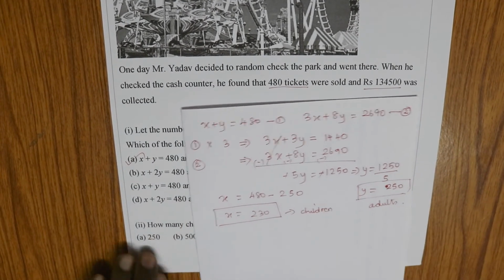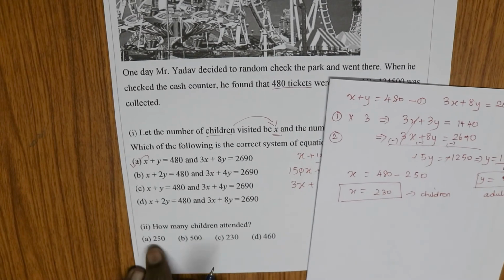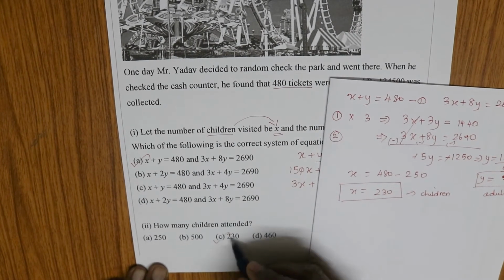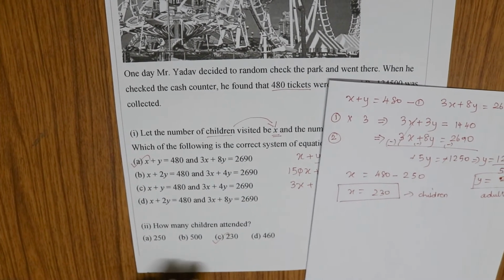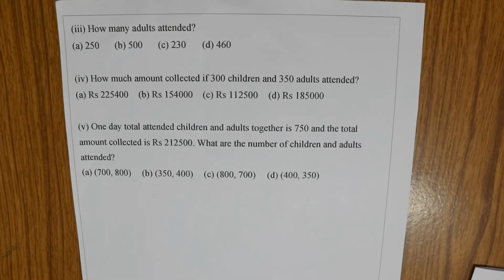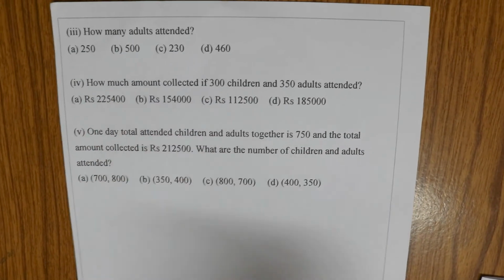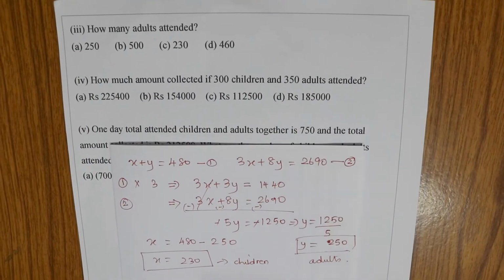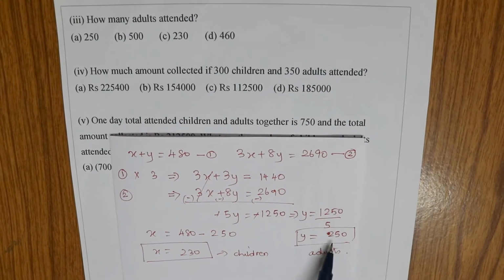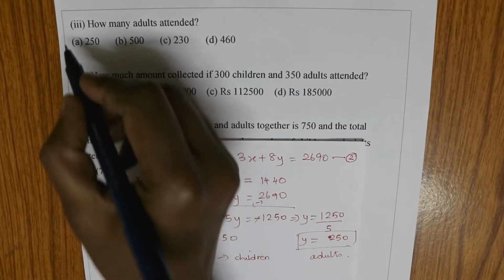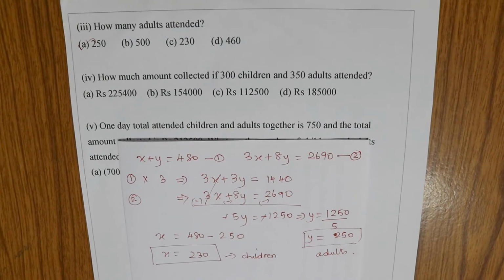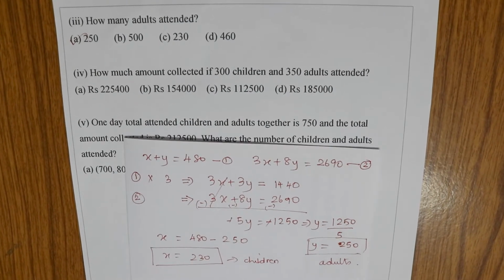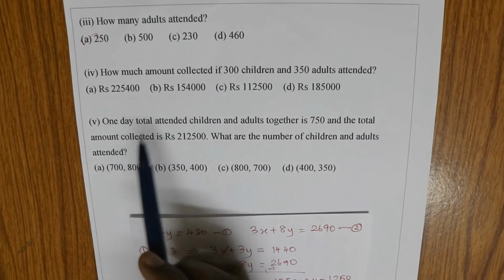So which one is the right answer? 230. So out of this A, B, C, 230 will be over here. Okay, so this is the first and second subdivision. Looking into the third subdivision: how many adults attended? You already found it was 250. So this will be the right option, 250. Now let's look into the next subdivision.